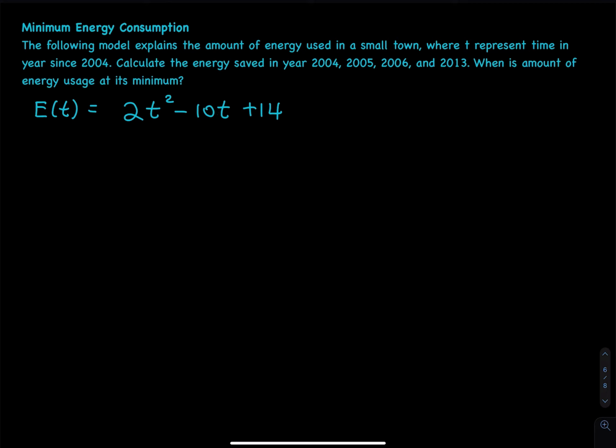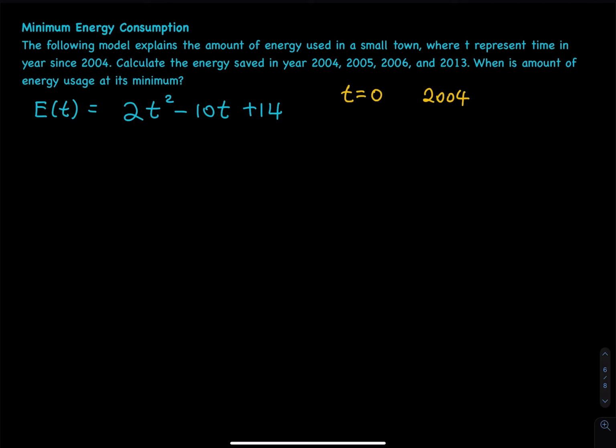So when you solve an application problem and the variable stands for time, you have to point out the initial time. In this problem, the initial year is 2004. That means when t equals 0, the year is 2004. Why do I need to point this out? Because when you deal with time, you do not plug in 2004, 2005, and 2006 into the mathematical model.